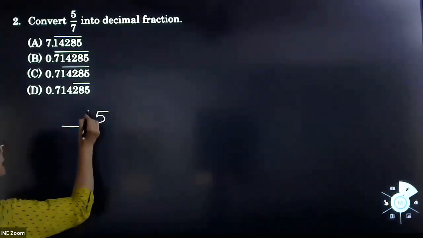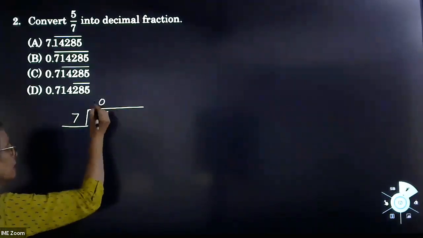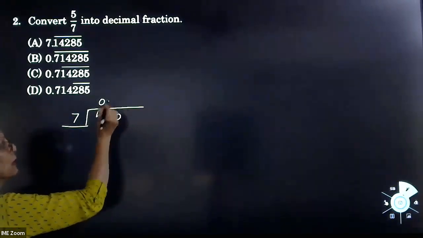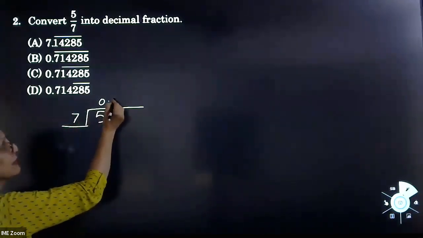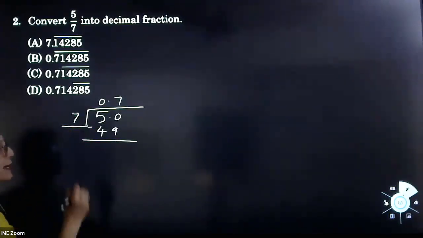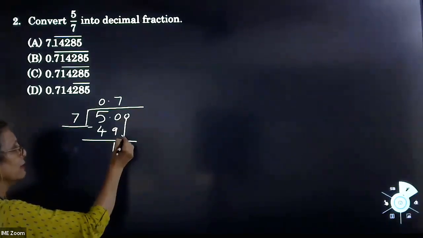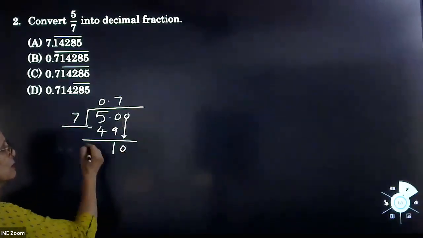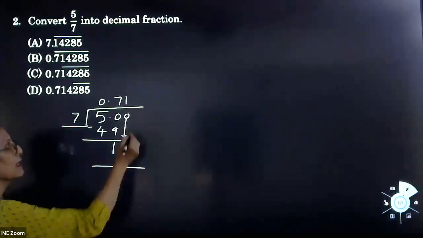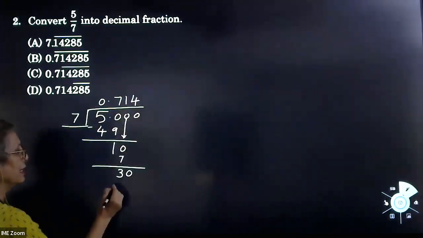5 divided by 7. As we know, 5 is not divisible. Let us put 0 over here. Then put a decimal point, 0. Again, decimal point. And now 7. 7 sevens are 49. Subtract. We will get 1. Bring down one more 0. Now 7 ones are 7. 3. One more 0, add here. 7 fours are 28.